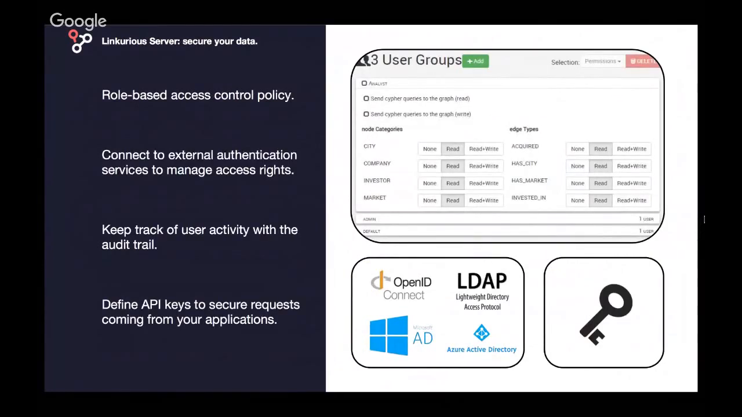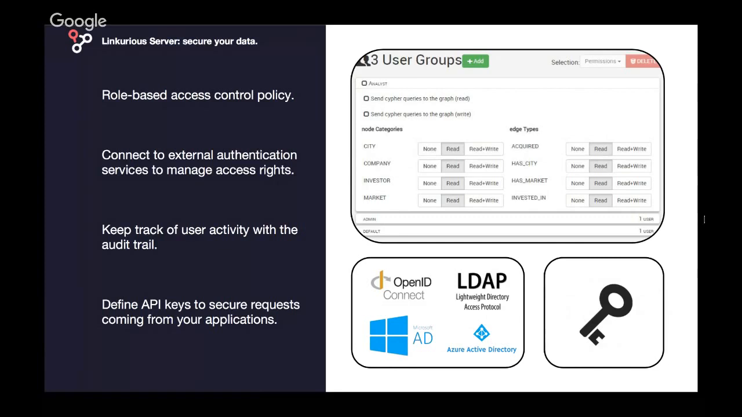It also provides safe access to your data that enables you to deploy it inside your IT architecture without compromising the security of your data. We have a role-based access control policy on node and edge types. So you can set up what users can see in terms of read and write properties, and you can define groups, and those groups can also be managed by external authentication services, and we support various ones, such as AD, LDAP, OpenID, and so on.